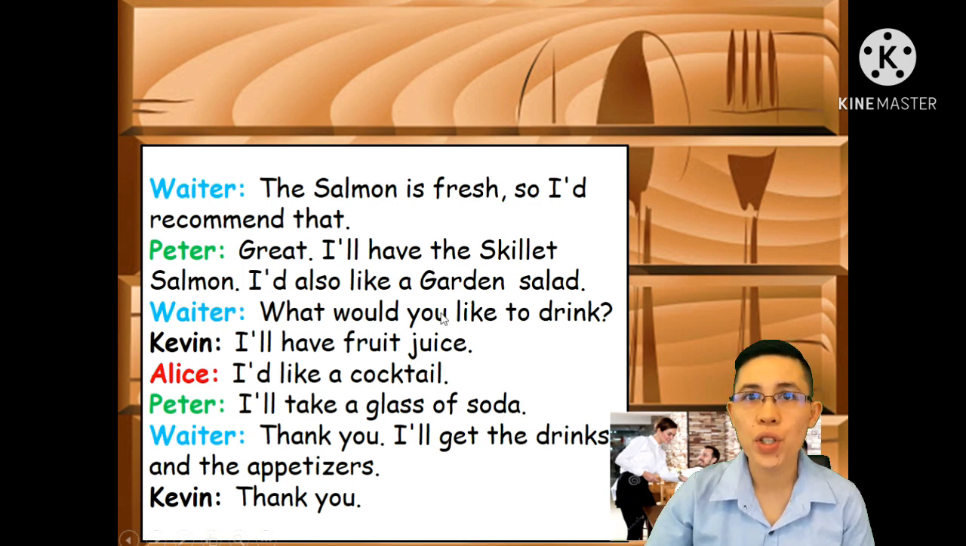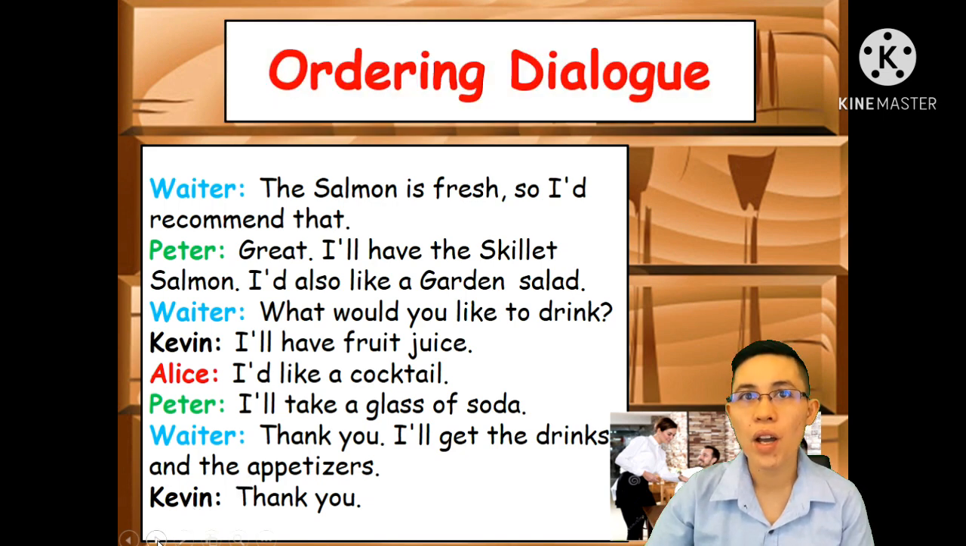Waiter: What would you like to drink? Kevin: I'll have fruit juice. Alice: I'd like a cocktail. Peter: I'll take a glass of soda. Waiter: Thank you. I'll take the drinks and the appetizers. Kevin: Thank you.